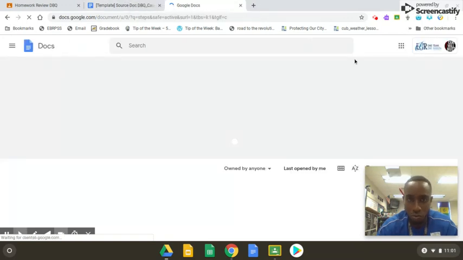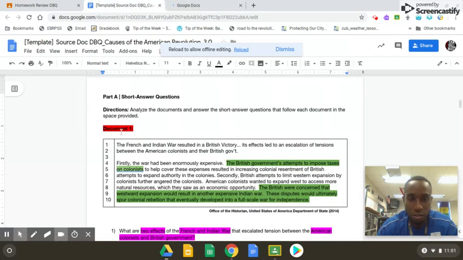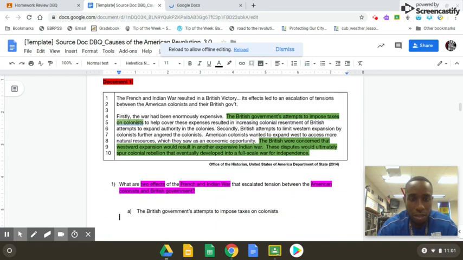So with that being said, let's follow them. First step is to identify the keywords in the question. If we look at question number one in document one, it says, what are two effects of the French and Indian War that escalated tensions between the American colonists and British government? I highlighted some keywords and phrases that I felt were really important to look for in the text. I'm looking for two effects of the French and Indian War that escalated tensions between the colonists and British government.